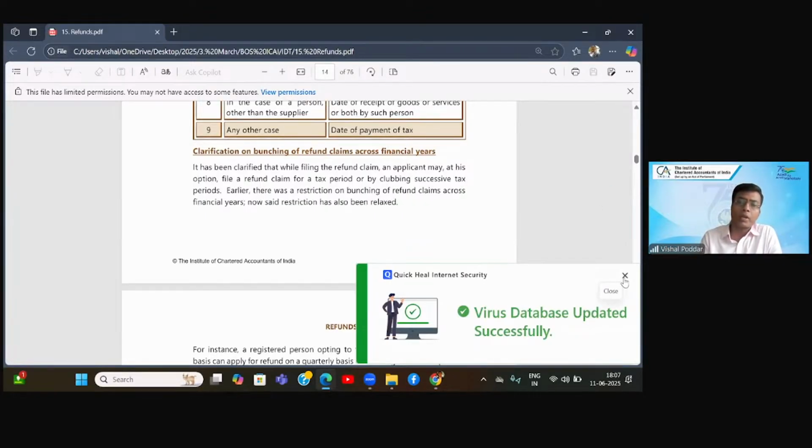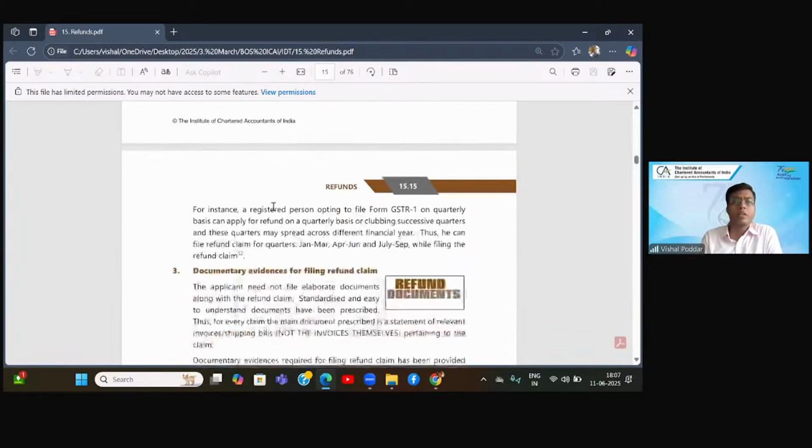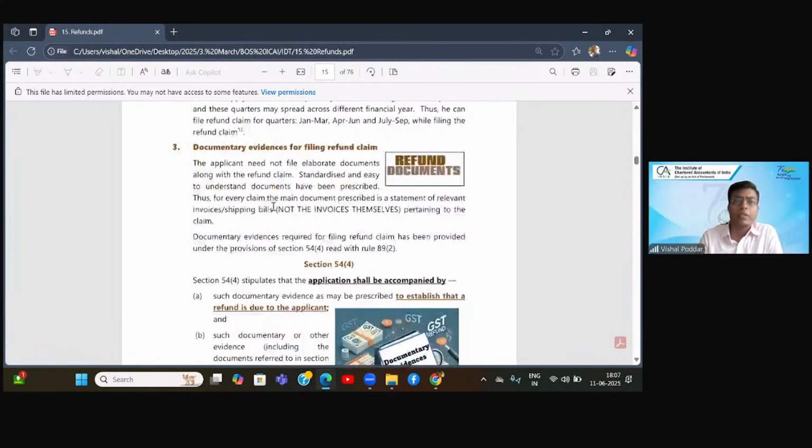Now in that case, a query or an issue in the initial years was: what if I want to club 6 months, out of which 3 months are January to March, which is in the first financial year, and the other 3 are April, May, June, which is in the next financial year? Can I club this? Earlier, the portal was not allowing it. Later on, this facility has also been made available. So now you can even bunch your tax periods, which can be spread across different financial years.